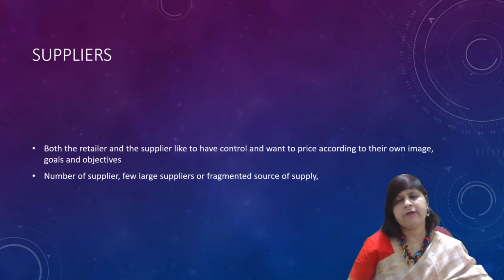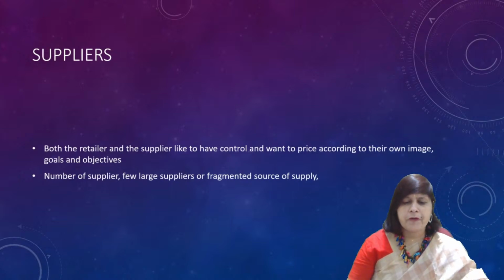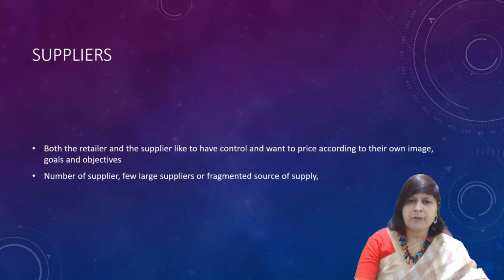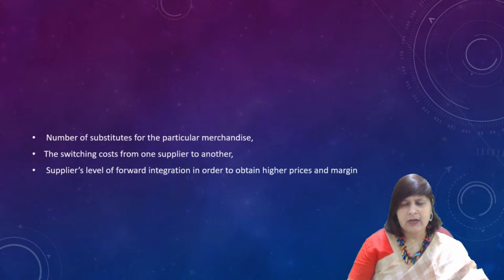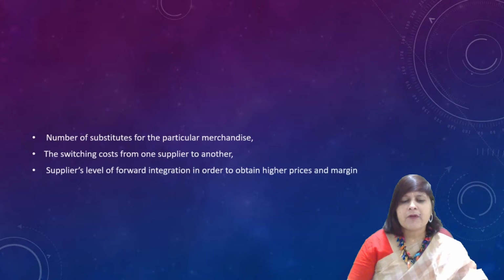Then the second factor which one should consider is the supplier. Both the retailers and the supplier like to have control and want the price according to their own image, goals, and objectives. The number of suppliers, few large suppliers or fragmented sources of supply, impacts the pricing strategies, right? The number of substitutes for a particular merchandise also impacts the pricing strategies, right?